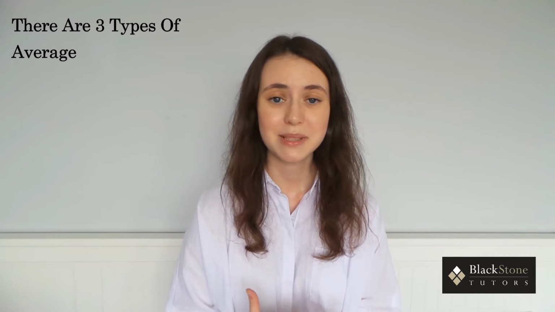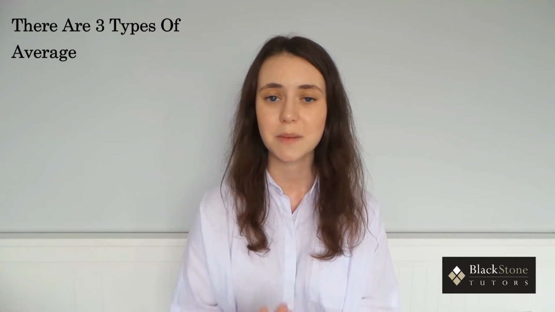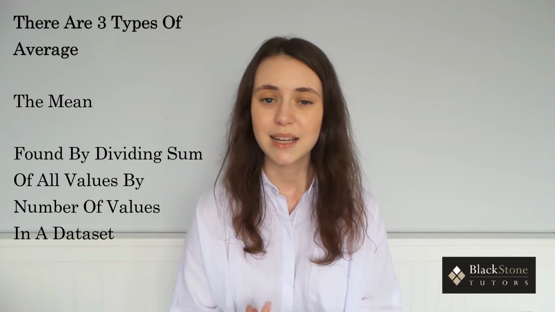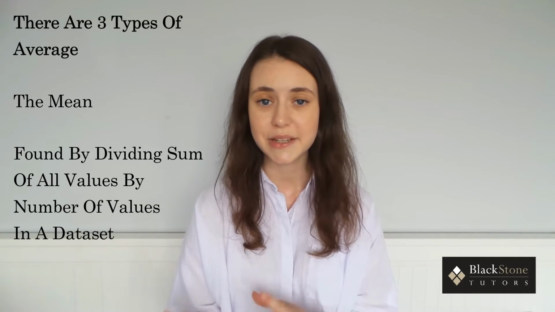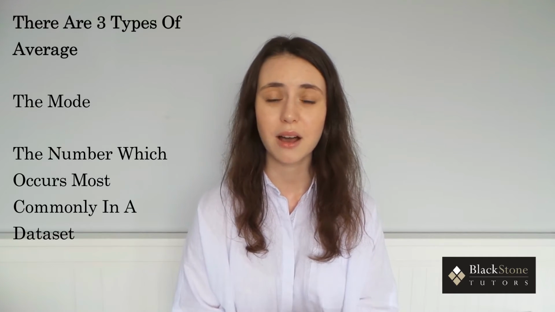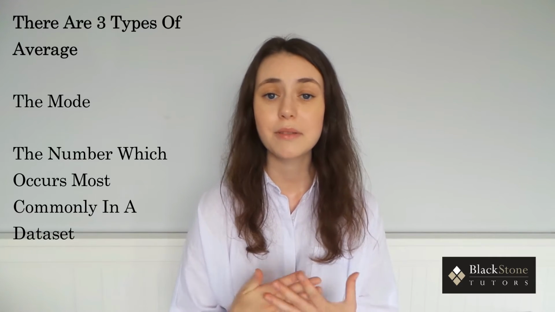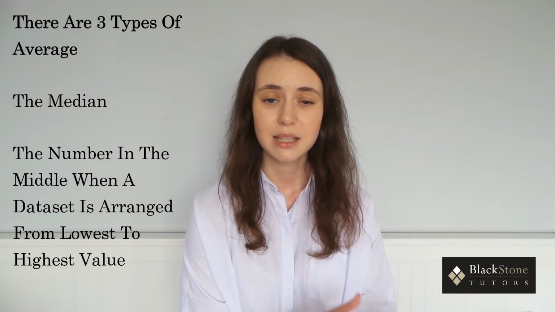There are three different types of average that you need to keep in mind, and these are the mean, the mode, and the median. So let's go through each one. Starting off with the mean, you find this number by dividing the sum of all the values by the number of values in the dataset. Then we've got the mode, so this is the number that occurs most commonly in the dataset. And finally, we've got the median. So this is the number that's in the middle when you arrange the dataset from lowest value to highest value.